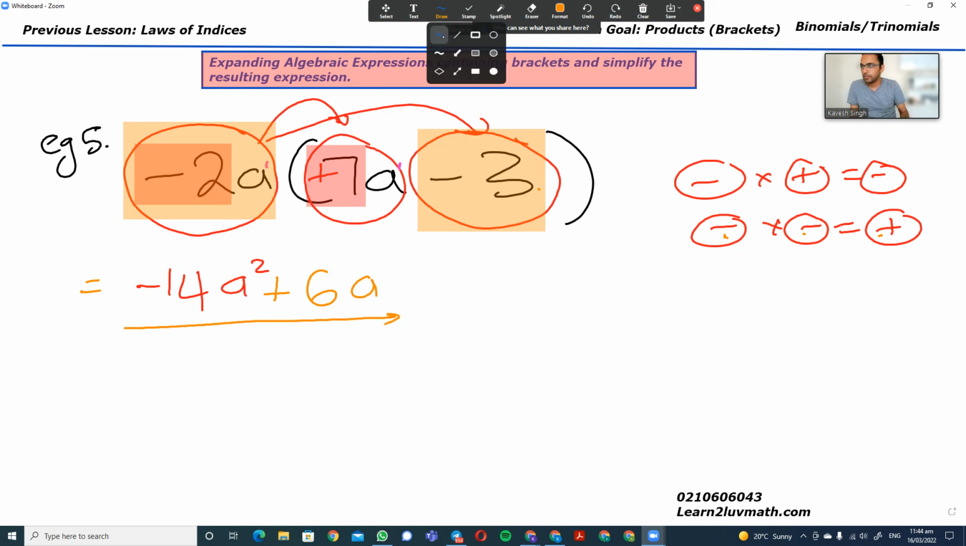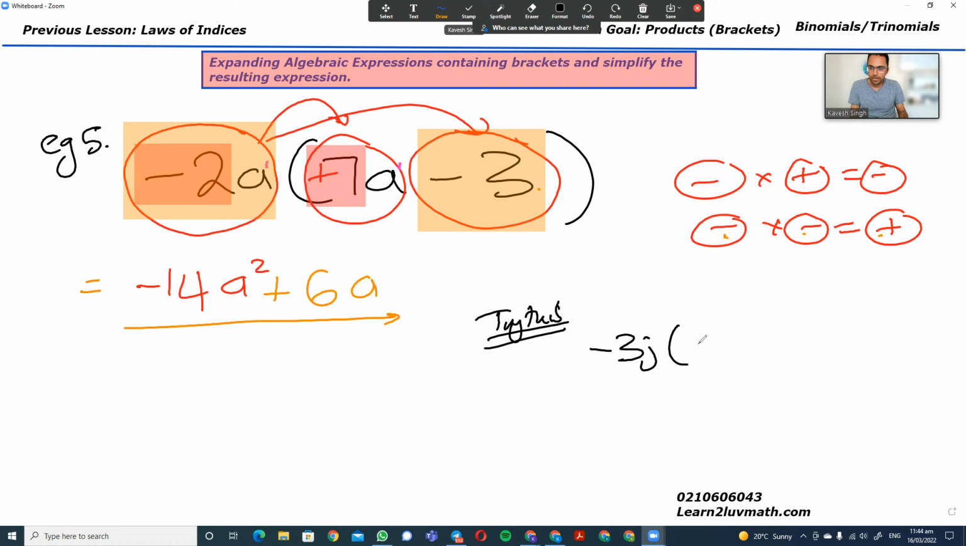All right, I'm going to give you an example. Press pause. And this example looks like this. Negative 3j multiplied by 3j minus 4. All right, press pause and see if you can work this one out.